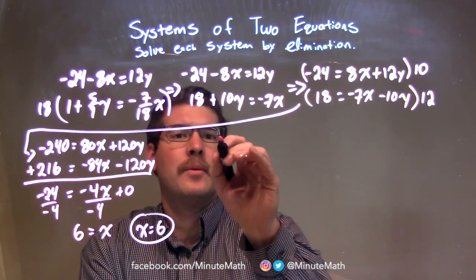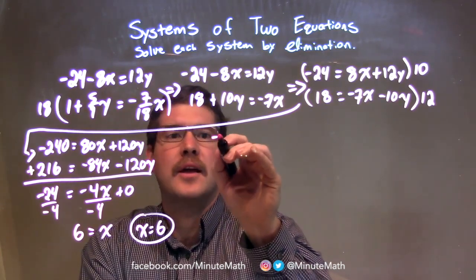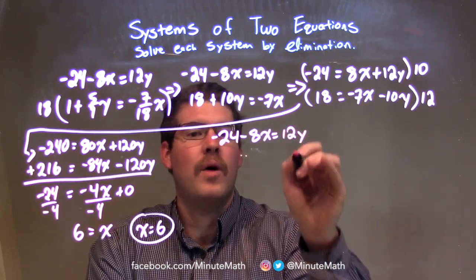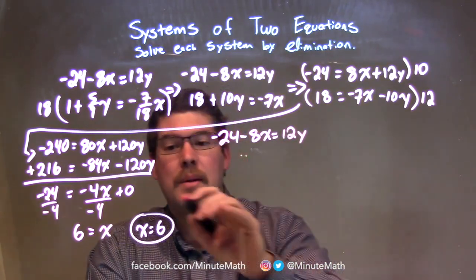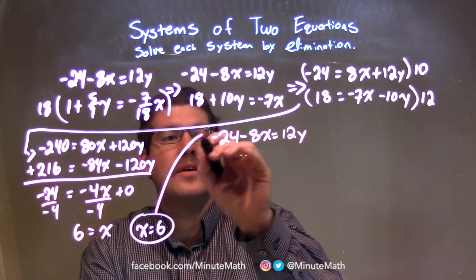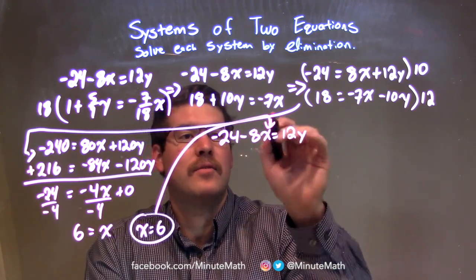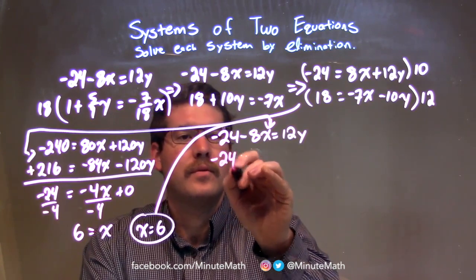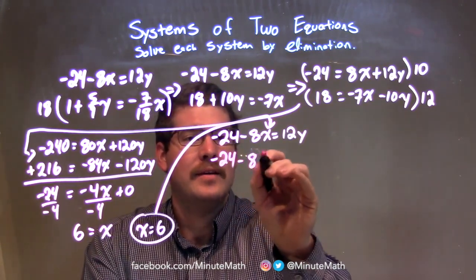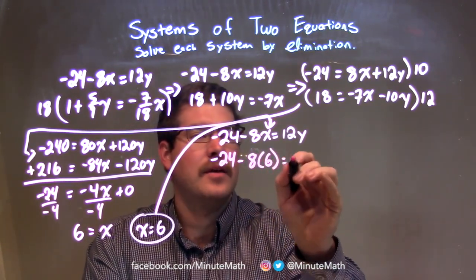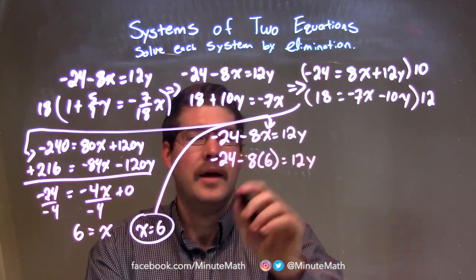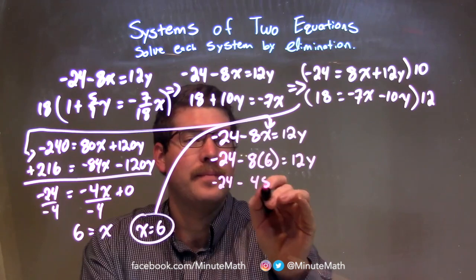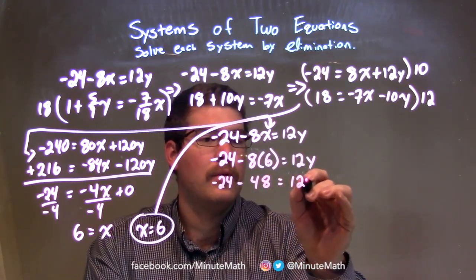We have our first equation. We'll rewrite it right here: negative 24 minus 8x equals 12y. And we're going to try to solve for y. So I'm going to plug 6 in for x right there. Okay. So we have a negative 24 minus 8 times 6 equals 12y. 8 times 6 is 48. So we have negative 24 minus 48 equals 12y.